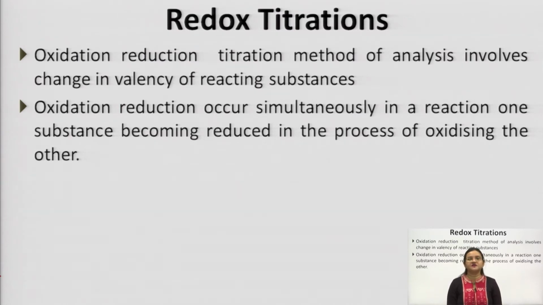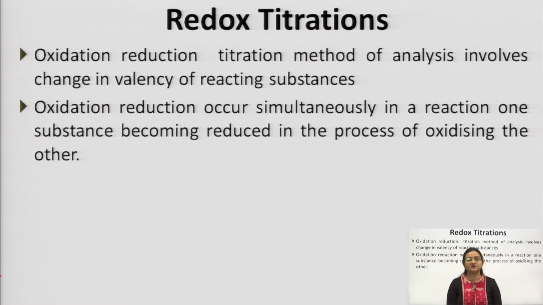valency of reacting species. In our previous lectures, I taught what redox reactions and redox titrations are, and what an oxidation process and a reduction process are. In the oxidation process, there is an increase in positive number or decrease in electrons, and in the reduction process there is a decrease in positive charges and increase in electrons. So, oxidation reduction titration is a method of analysis in which changes in valency or number of electrons take place. Oxidation and reduction occur simultaneously.